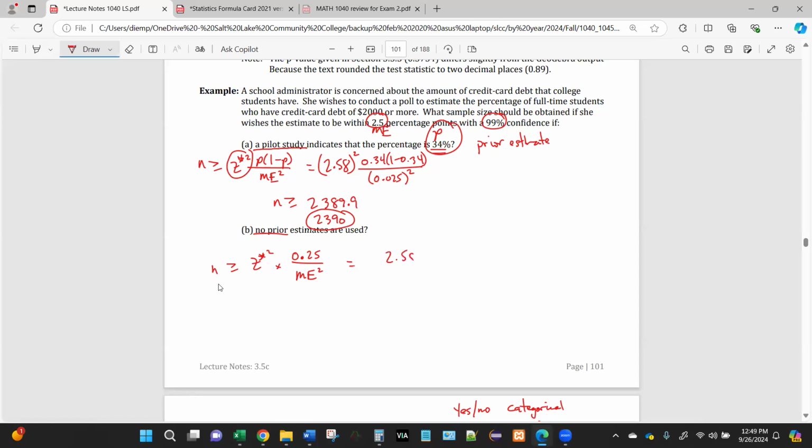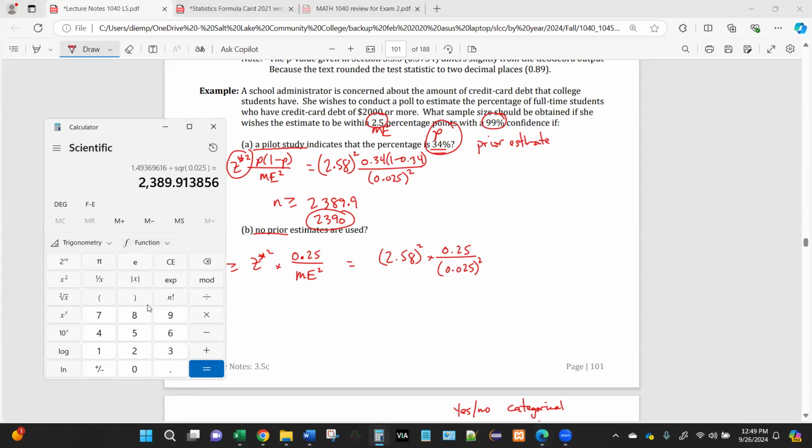By the way, do we expect to have a larger sample size or a smaller sample size? If we don't have any prior estimate, does that make the sample size go up or down? What does your gut instinct tell you? Well, let's go ahead and calculate it as you're thinking about that. If we don't have as much information, right, that pilot study gave us information. If we take that information away, how are we going to make up for that lost information? We're going to have to make up for the lost information by talking to a couple hundred more people, right?